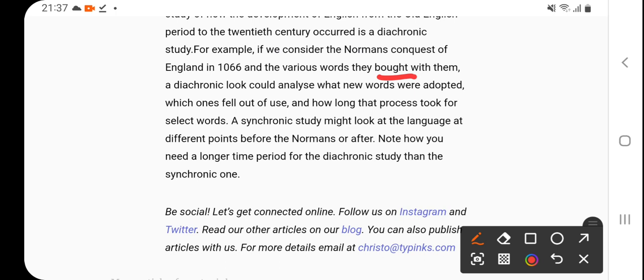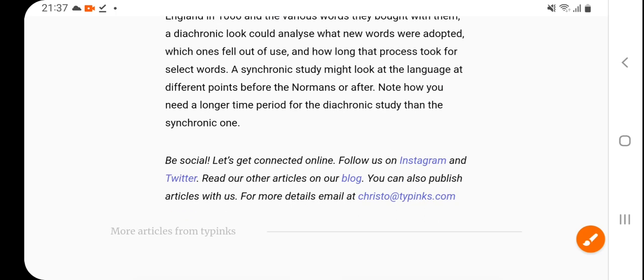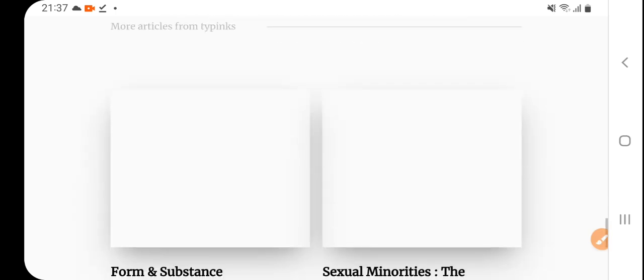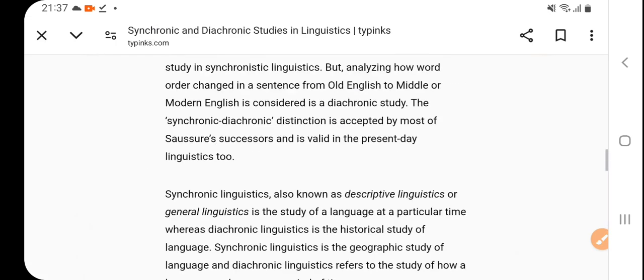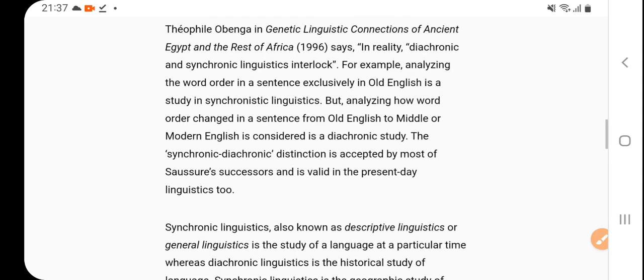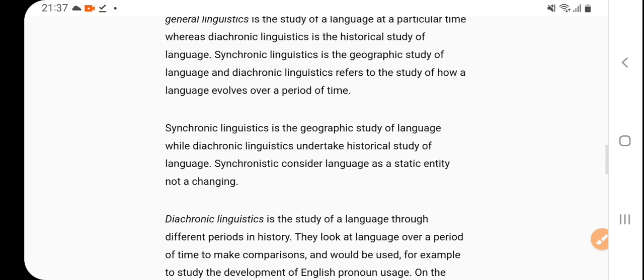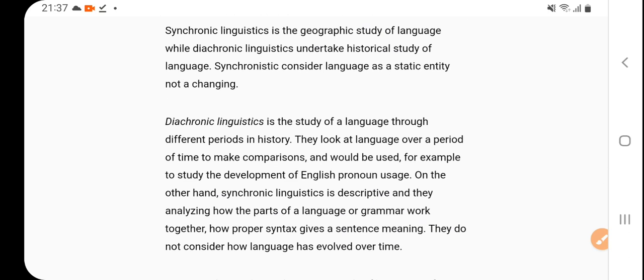So definitely a diachronic study takes much more time because they study different periods. Synchronic is just a particular time, and the focus is on grammar only. As a whole we can conclude that synchronic study looks at different words and combinations of words, phrases, grammar, and sentence formation.